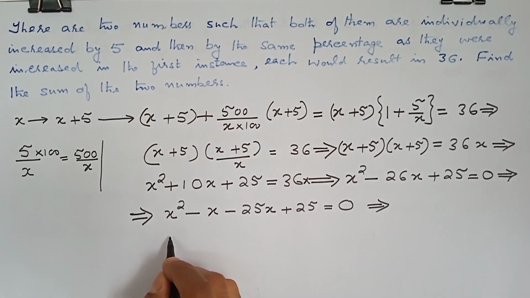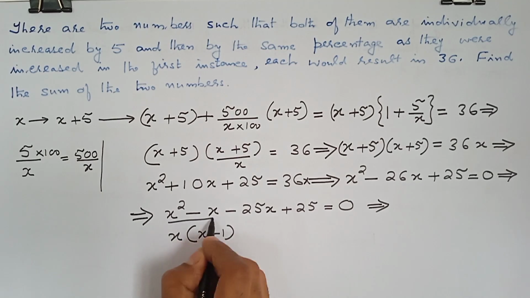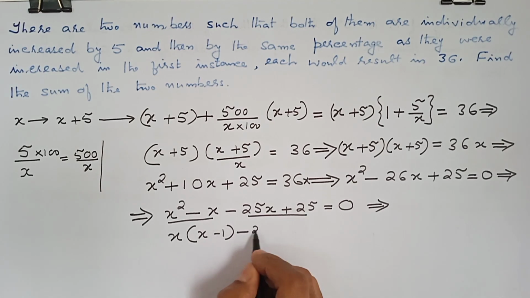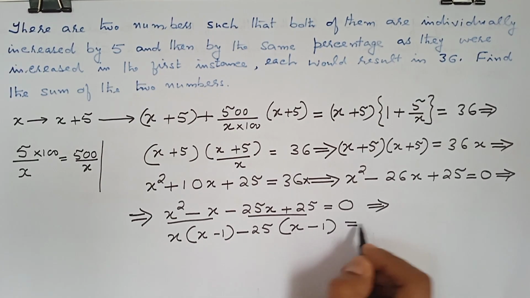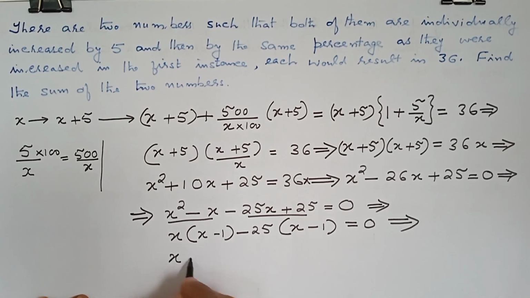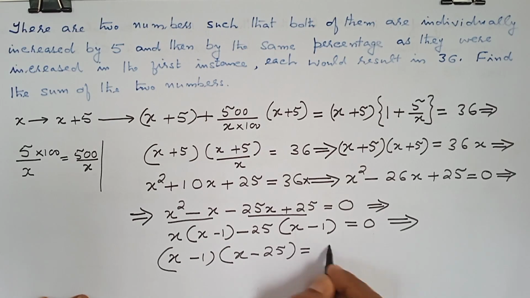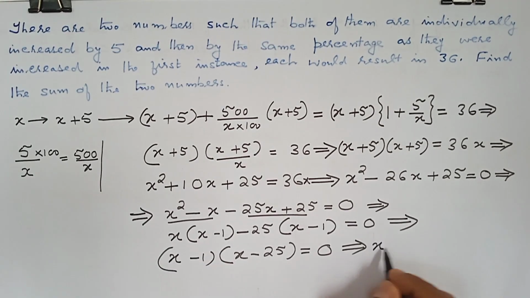X is common here. Take it out. You get, combining these two. Again, combine these two. Take outside minus 25. So that you will have this thing inside. Now this again, x minus 1 being common. Equal to 0. This implies what? This into this equal to 0 means either this equal to 0 or this equal to 0.